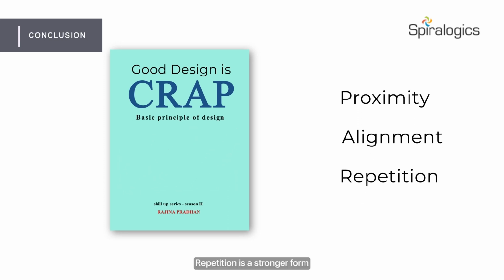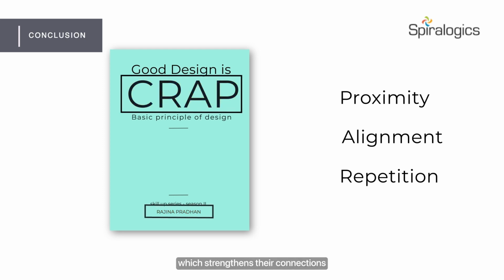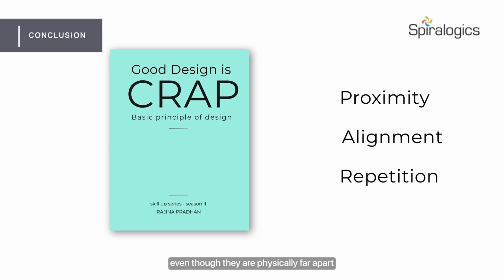Repetition is a stronger form of being consistent. We should look out for the element that we can use as a repetitive element. It helps strengthen the reader's sense of recognition of the entity. We can repeat the typeface and color in the title and author name, which strengthens their connections, even though they are physically far apart on the page. And additionally, we can add a dotted line. Even though they are not of the same length, it would be sort of wedged throughout the document and can still be seen as a repetitive element.